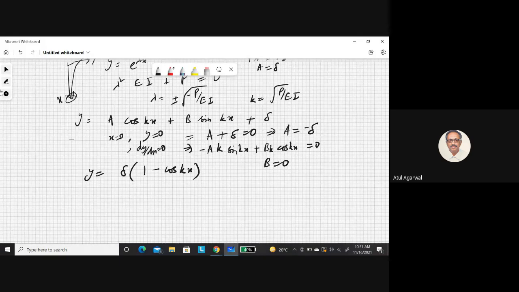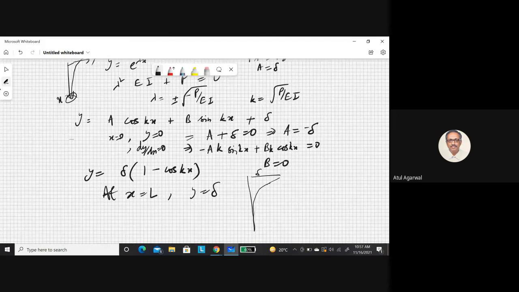So this is y is equal to delta into 1 minus cos kx. Okay. So this is my deflection curve. As at x equal to 0, this term is 1, I get y equal to 0. Sorry, I made some mistake. Okay, I want to find deflection at x is equal to L. At x is equal to L, my y is delta. This is what I had assumed.